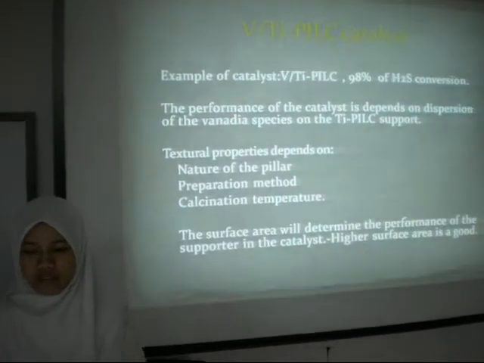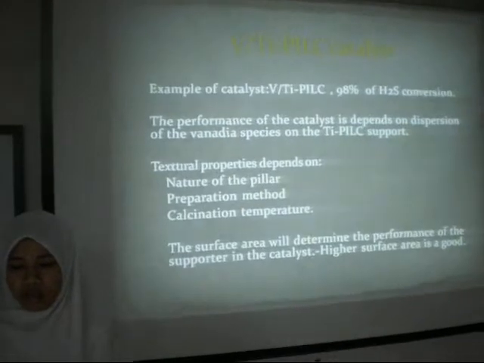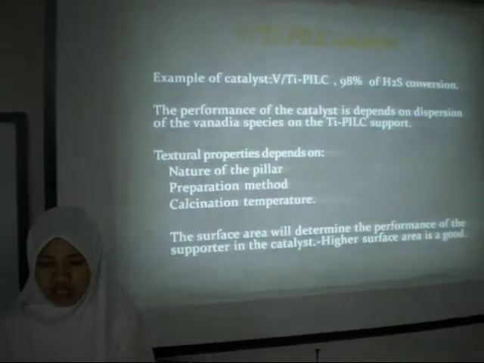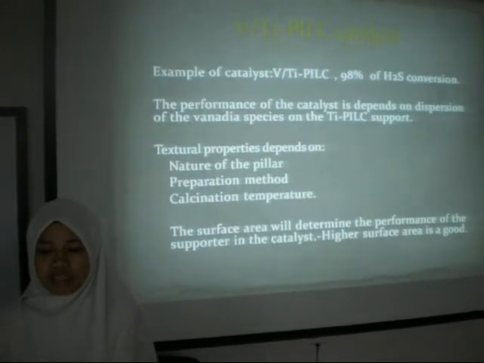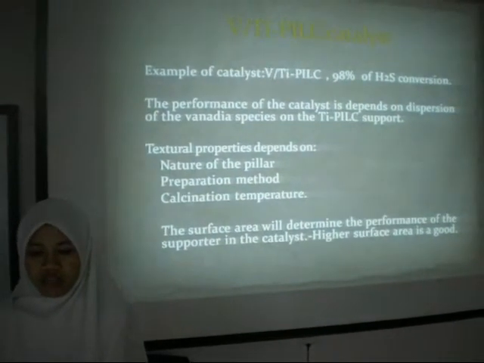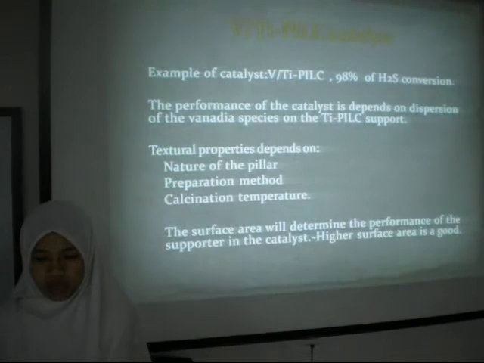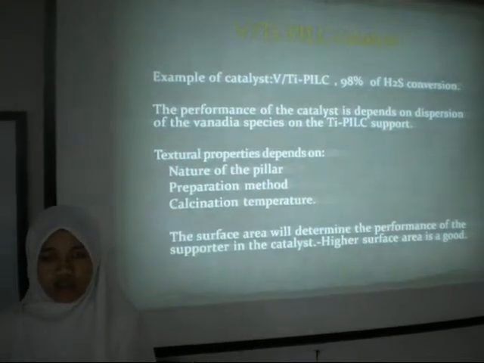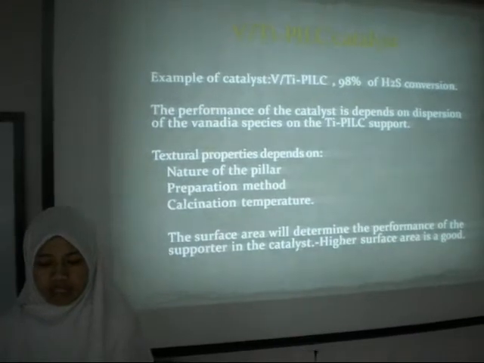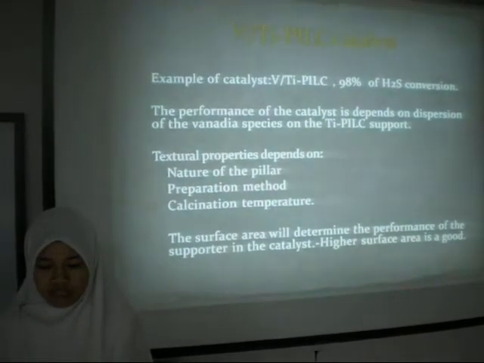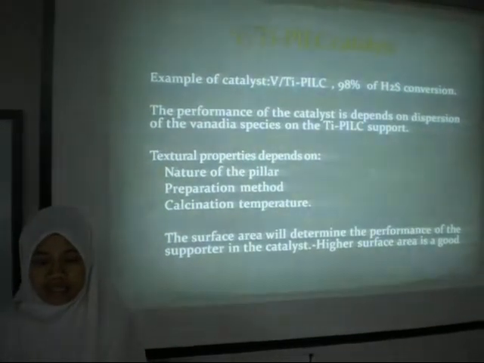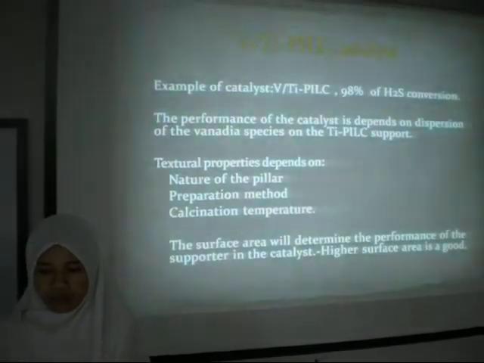Now we will look at the effect of the catalyst support. An example of the catalyst is VCI-PILC. By using this catalyst, we can get 98% of H2S conversion. The performance of the catalyst depends on the distribution of the vanadium species on the support. The structural properties depend on the nature of the pillar, the preparation method of the catalyst, and the calcination temperature. The surface area will determine the performance of the support in the catalyst. Higher surface area is good.